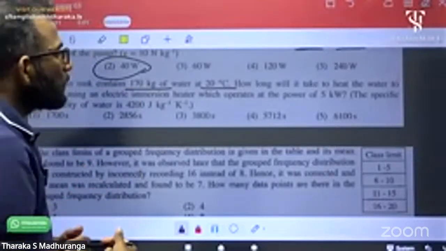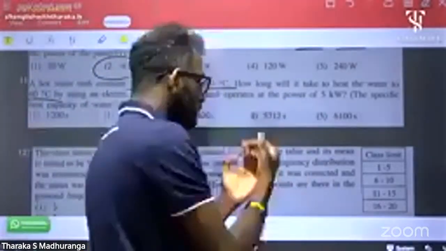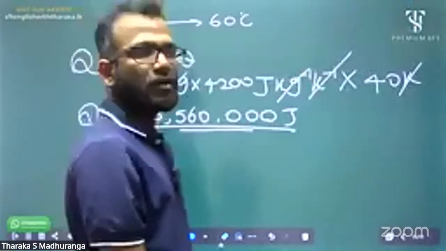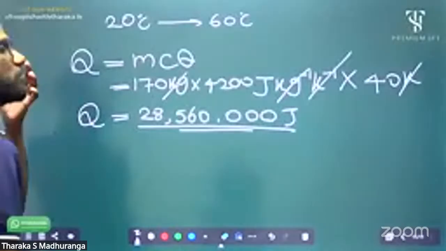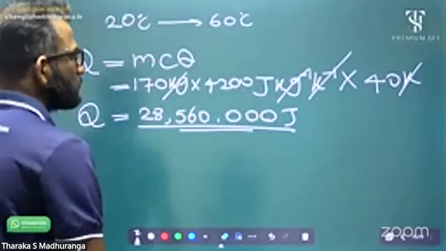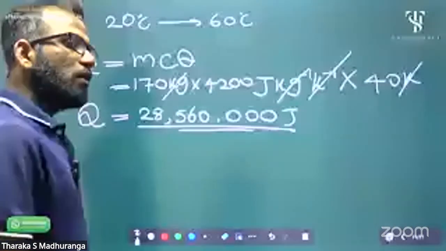Okay, now how are we heating? Using an electric immersion heater, which operates at a power of 5 kilowatts. 5 kilowatts. Okay, what's the meaning of 5 kilowatts? That's a power.